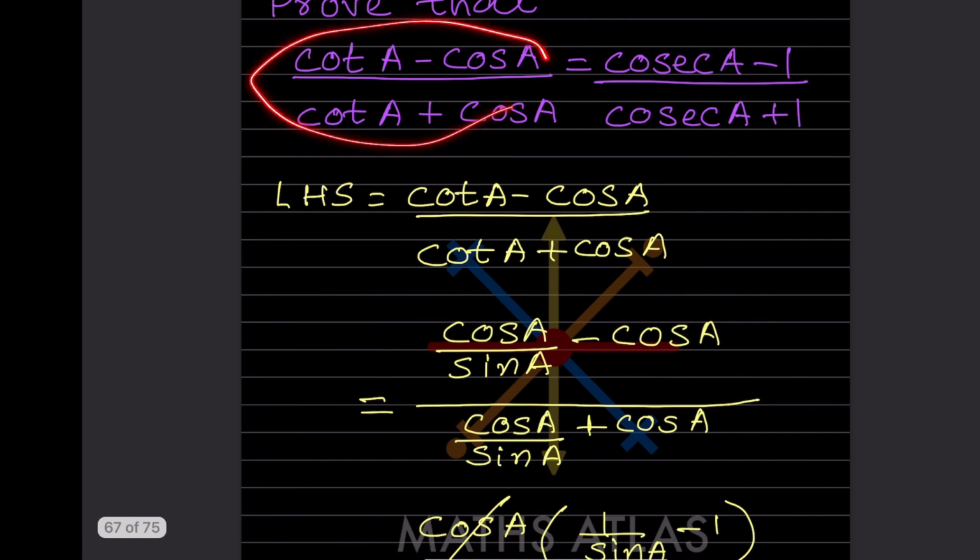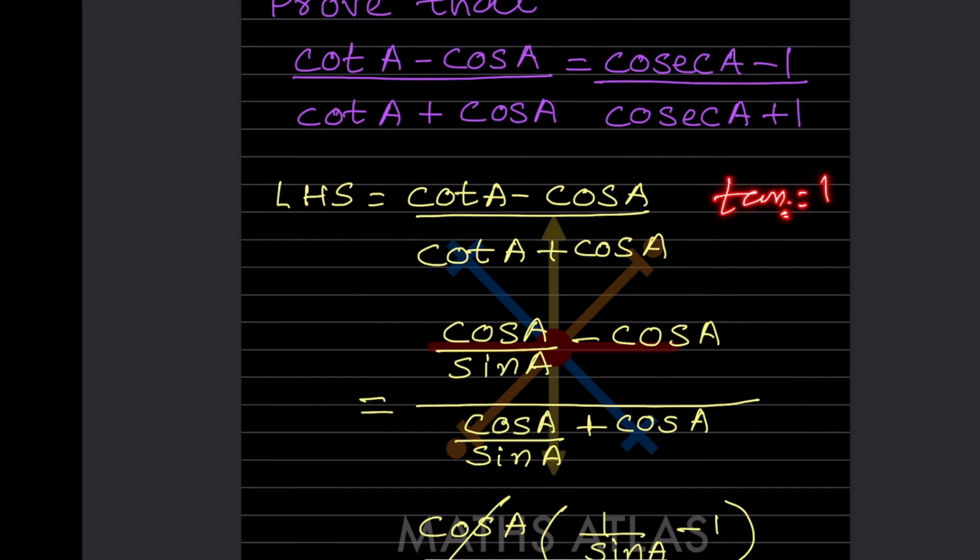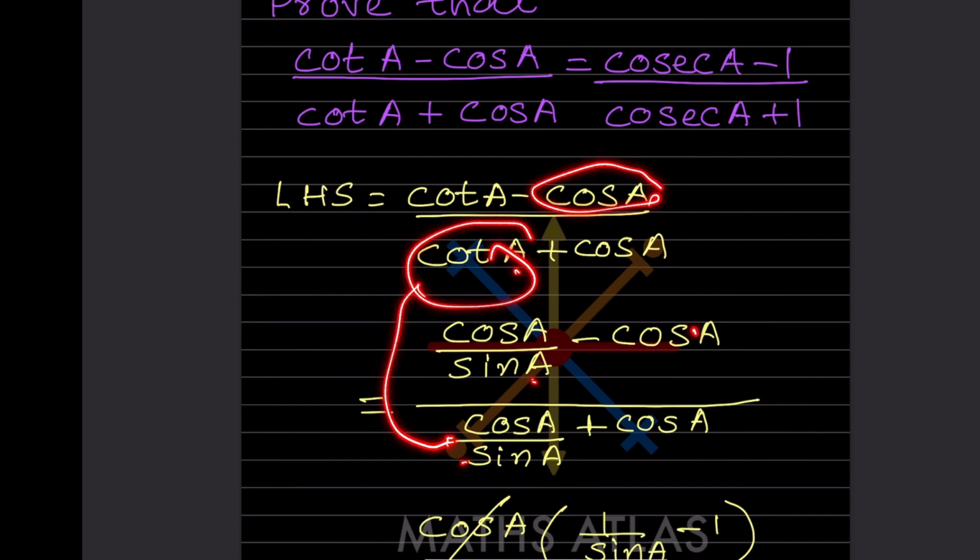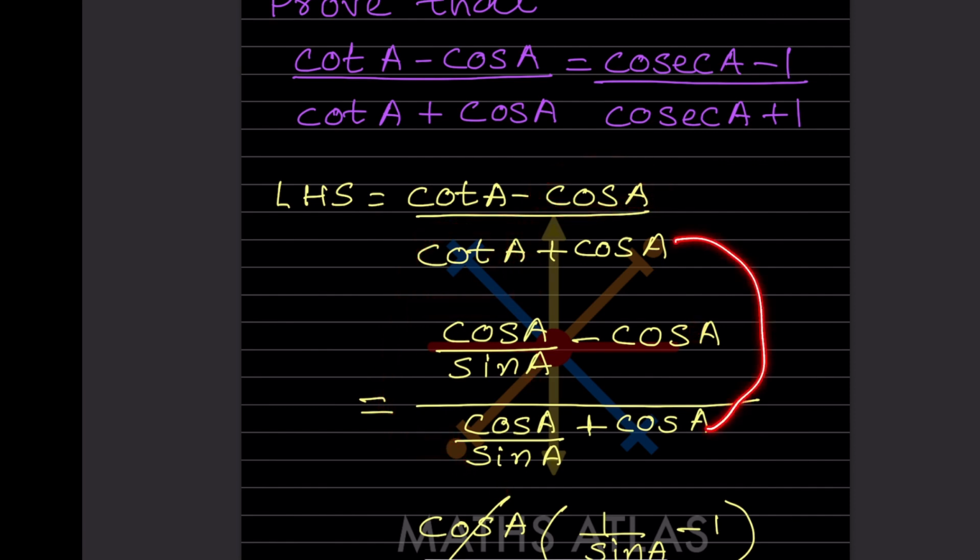So same thing, it's taken over here. So now you know cot is cos by sine. So cot is going to be 1 by tan, so that will be the reverse of that. That will be cos A by sine A, and this cos A as it is. So same again here, we can write cos A by sine A, and this cos A as it is.